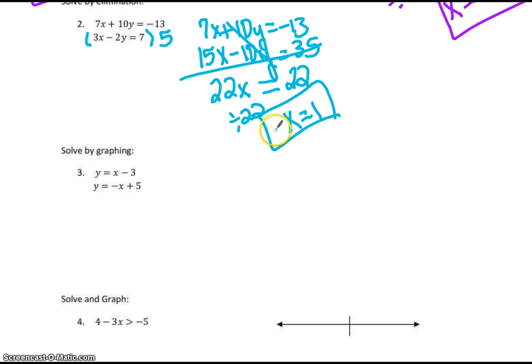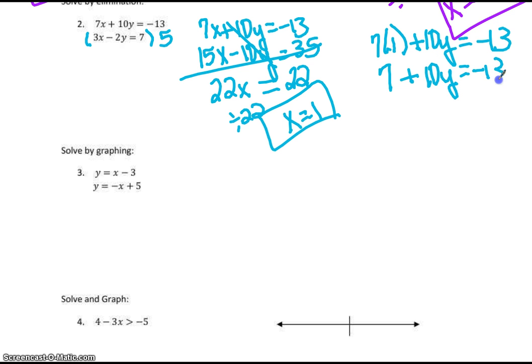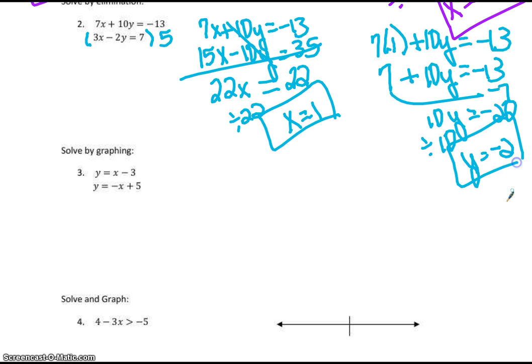Don't forget, you have to put that back into either of the original problems and solve for y. I'm going to go for the first problem, and it's going to become 7 times 1 plus 10y is equal to negative 13. So 7 plus 10y is equal to negative 13. Bring your 7 over and subtract it. 10y is equal to negative 20. Divide by 10. Y is equal to negative 2. There's your second answer.